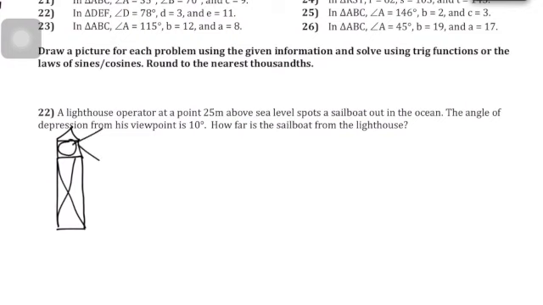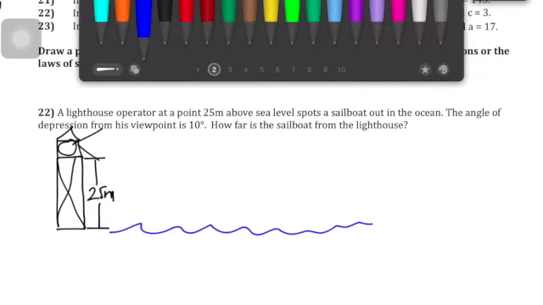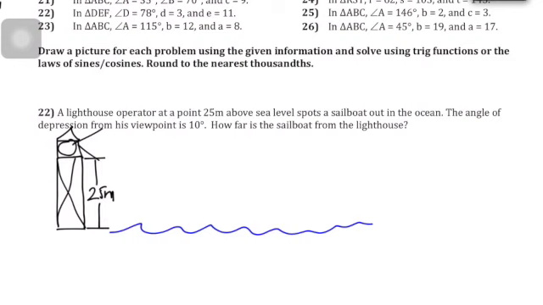All right, it's shining out. And so I'm assuming this person is up here. He's 25 meters above sea level. So I'll imagine that here's the sea somewhere down here. Okay, and it says that this person, up here somewhere, spots a sailboat out in the ocean. The angle of depression from his viewpoint is 10 degrees. So let's just say his viewpoint is right here. This is him staring straight across.